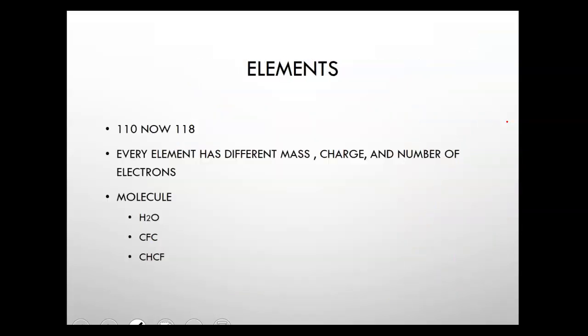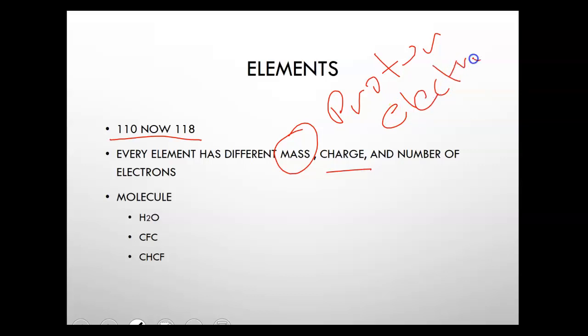Okay, elements, we said they used to be 110 in the periodic table, and now there are 118. Scientists keep discovering new elements. Every element has different mass, and we said the mass comes from protons. They have a different charge. The charge is based on the number of electrons. The more electrons we have, the more charge we have, and the ones that really matter are the ones on the outside, further from the nucleus, because they're easy to move and bond and have more freedom to get out of the pull of the atom.